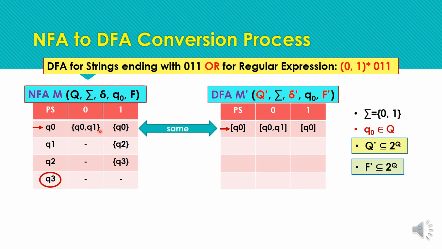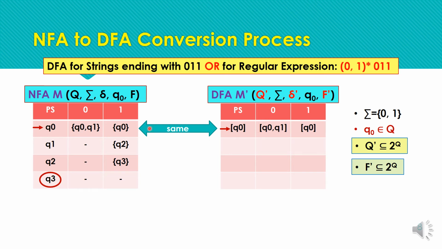But in case of DFA, we cannot use this set notation. We have to write these sets in the form of square brackets, means these square brackets are representing a single state, not the set. So while writing this, we have to convert all the possible power sets of NFA to states. We have to write all the sets in the square bracket form.